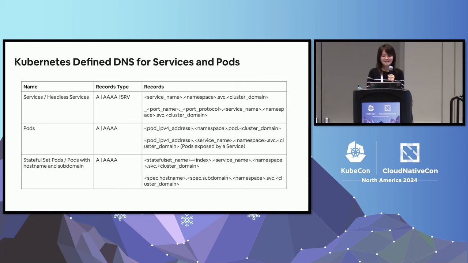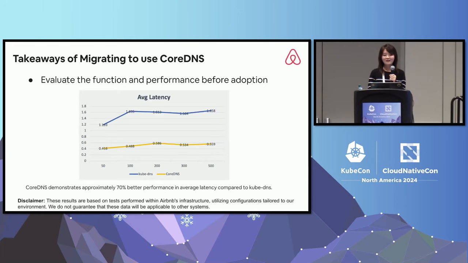CoreDNS as a cluster DNS server can resolve Kubernetes-defined DNS records for services and pods, as shown in the graph. These records are used for Kubernetes service discovery, which is widely adopted in various Kubernetes services and projects. By March 2024, Airbnb had fully integrated CoreDNS into our Kubernetes platform. It was a successful integration, noticeable for its operational excellence and thoroughness.